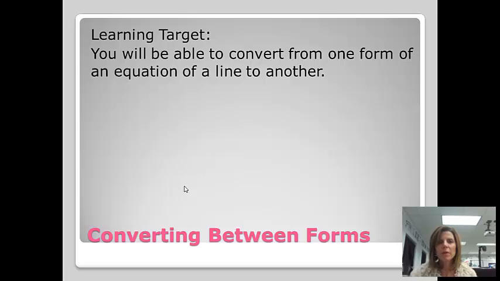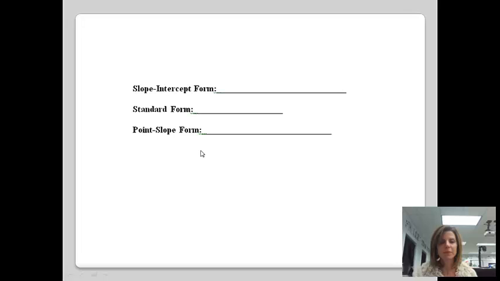Conversions of lines, it's going to be helpful to have a line in one form as opposed to a different form. So at the end of this lesson, you'll be able to convert from one form of an equation of a line to another. All right, first of all, let's look at the three different forms.